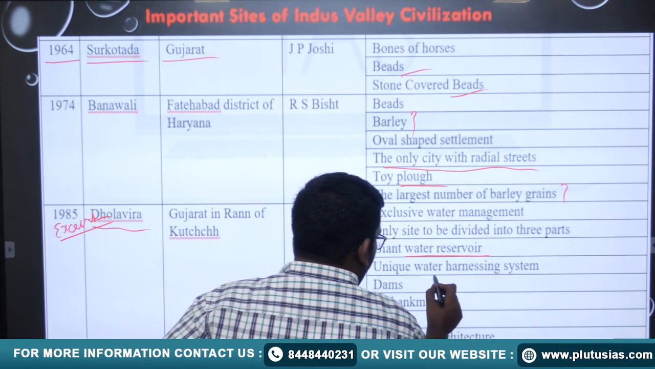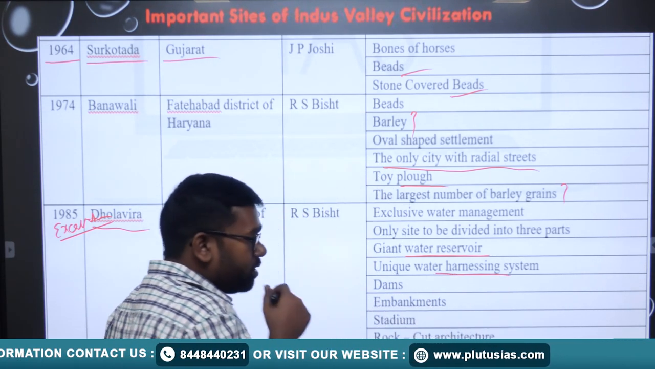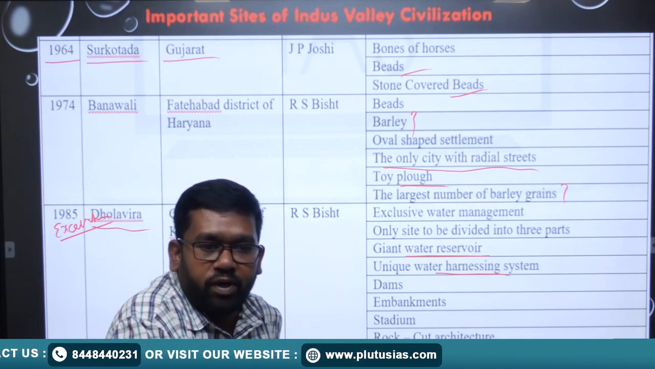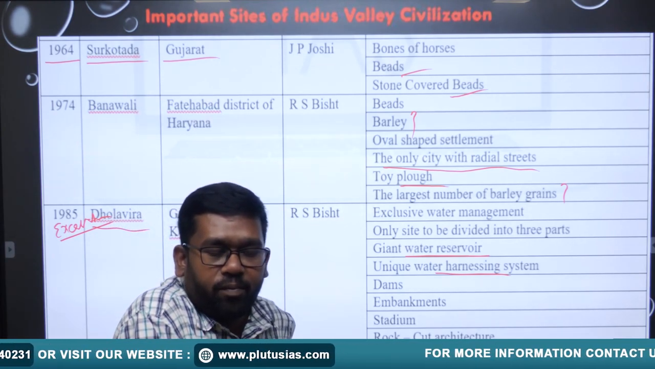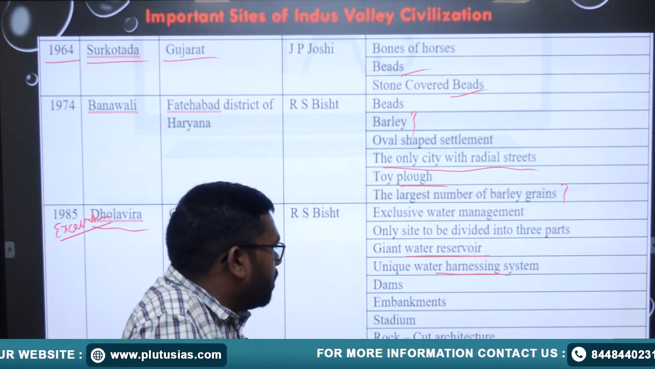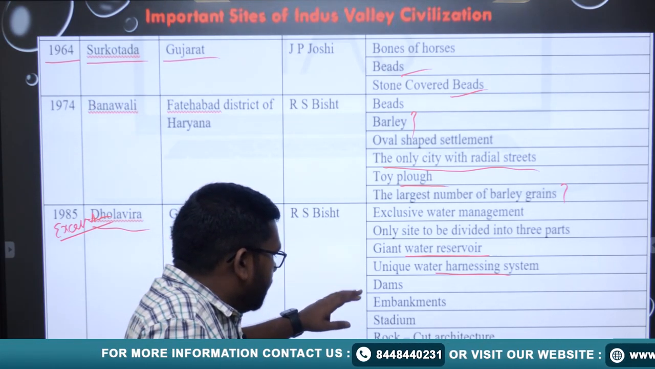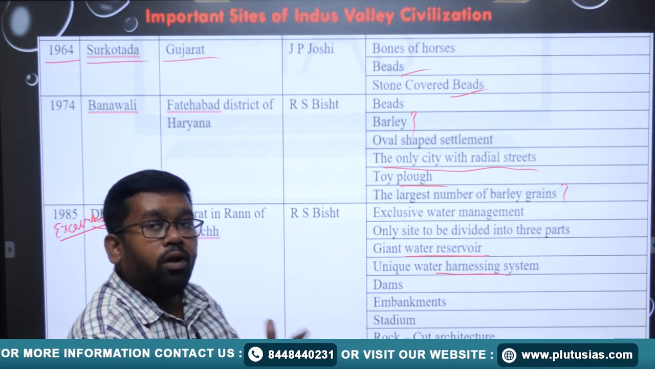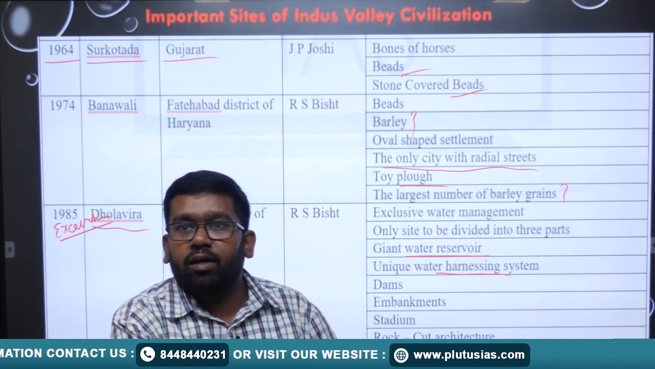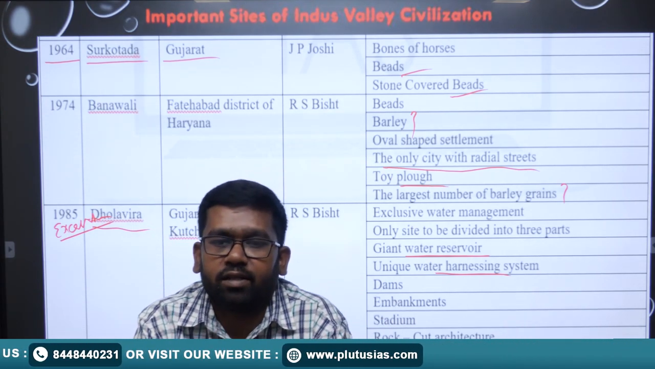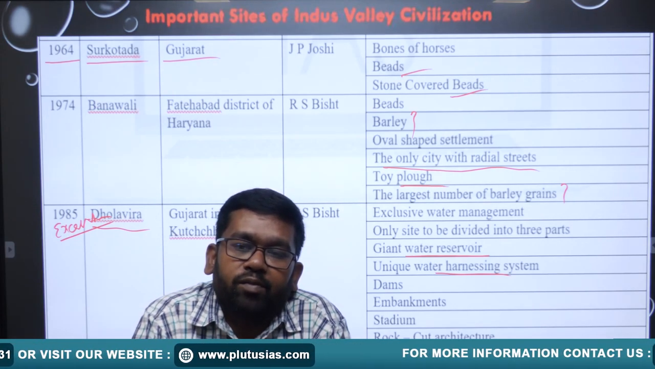We have a unique water harvesting system. This Dhaulavira region is in the Rann of Kutch, where the rainy season was not everywhere. There's an arid climate, that is why the water reservoir is most important. They had dams, they had embankments, a stadium, and they also had rock cut architecture. So these are the general features of the sites, whatever items we have discovered from these sites.